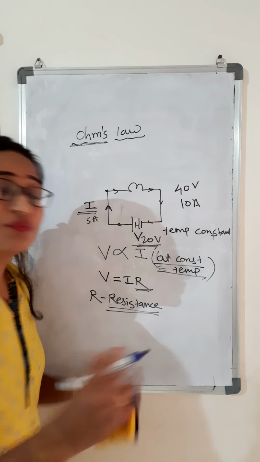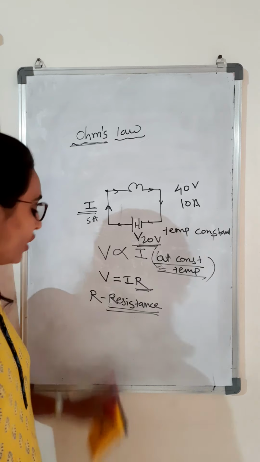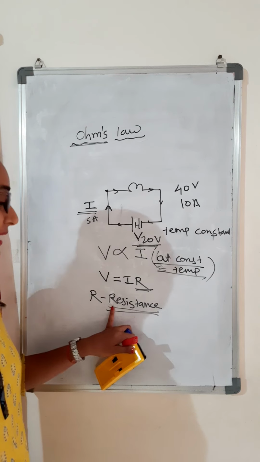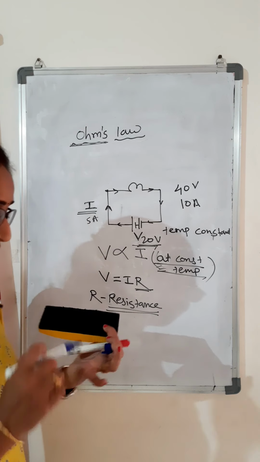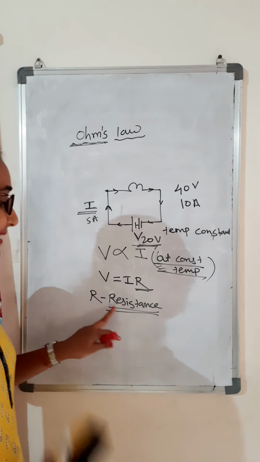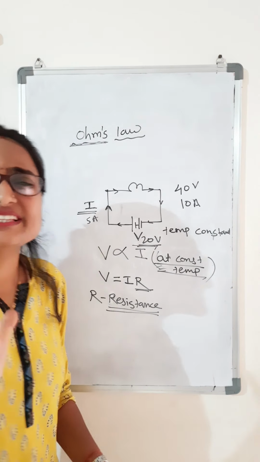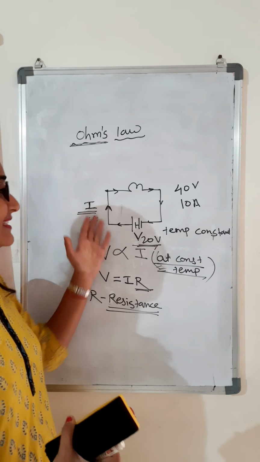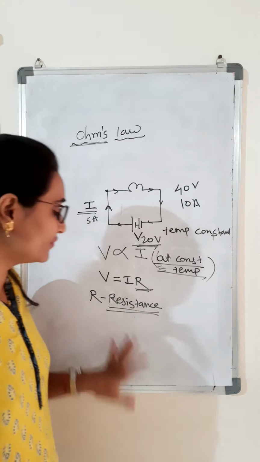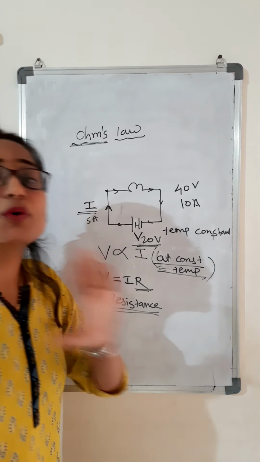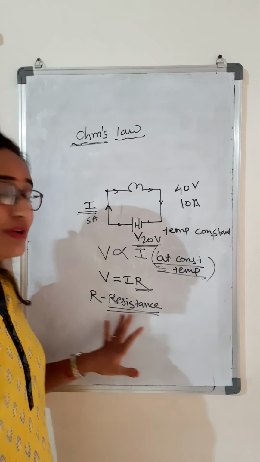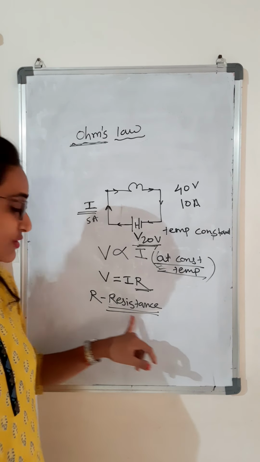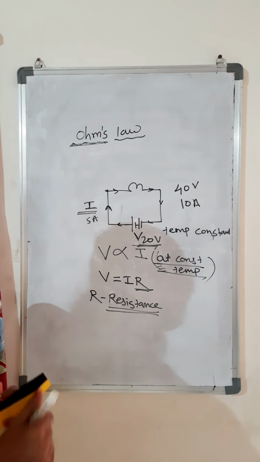We will talk in detail about this resistance, but for this time, just keep in mind that R is resistance. Resistance means it resists something. In this case, it resists the flow of current. It opposes the flow of current; it tries to stop the current which is flowing through the conductor. That is resistance.